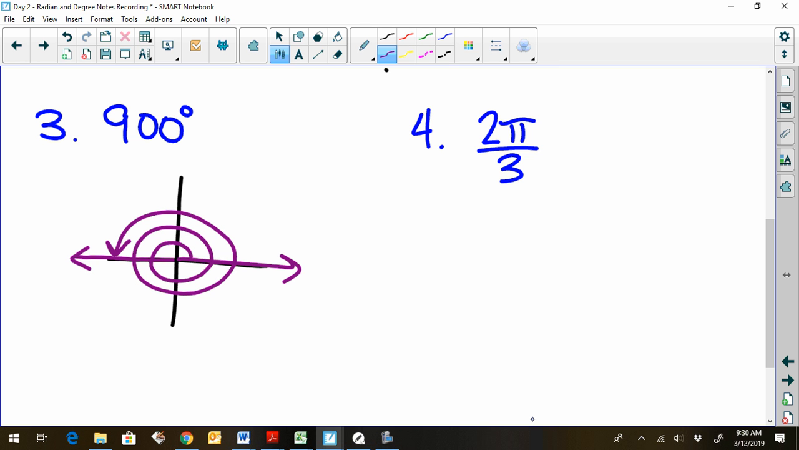So the reason for the arrows on the inside is to show how many times we're circling around. So we had to go 360, another 360 is 540, and then we have 180 left.